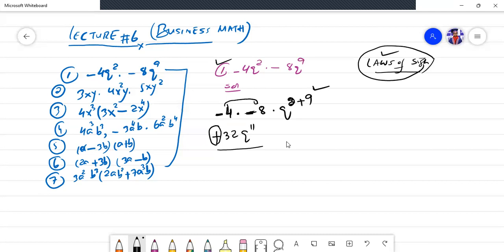I have also covered a lecture regarding the laws of signs. You may refer to it. So I think it is so simple. It's an easy one. Now let's come to problem number 2.